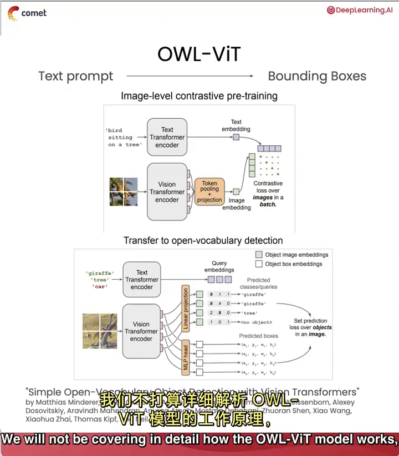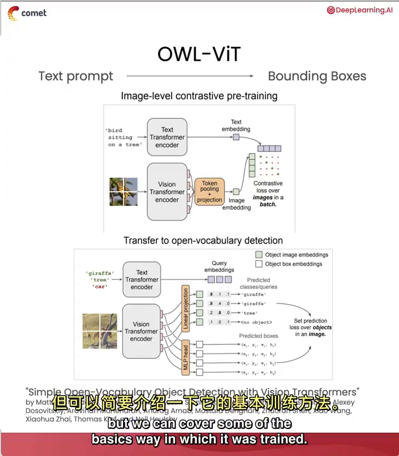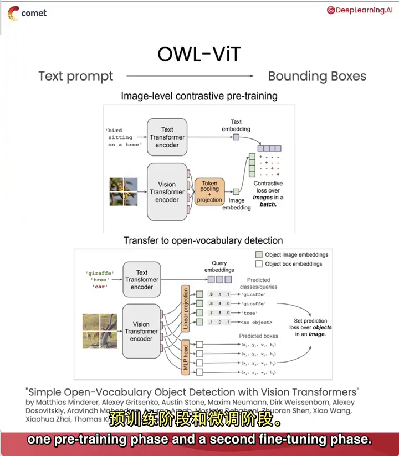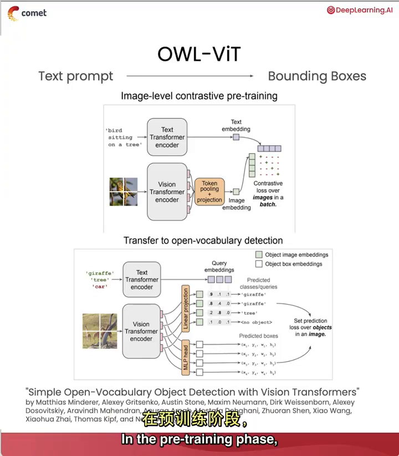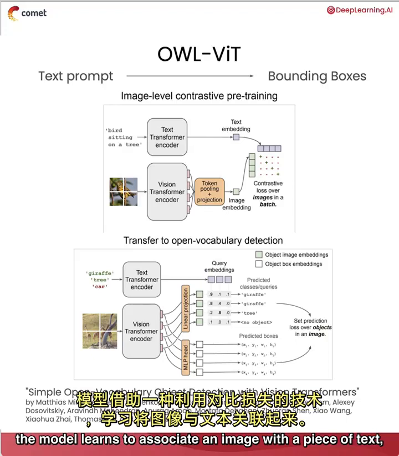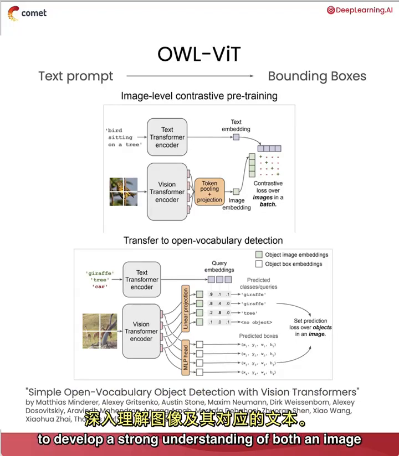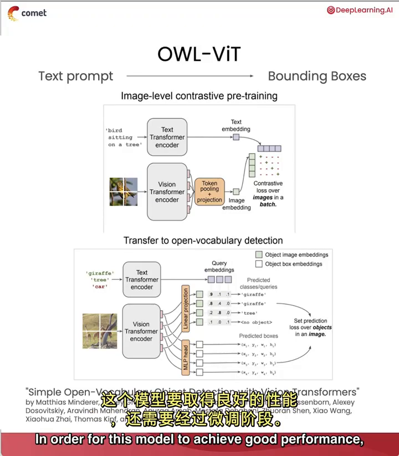We will not be covering in detail how the OWL-ViT model works, but we can cover some of the basics of the way in which it was trained. The OWL-ViT model was trained in two parts, one pre-training phase and a second fine-tuning phase. In the pre-training phase, the model learns to associate an image with a piece of text, using a technique that leverages contrastive loss. And this process allows the OWL-ViT model to develop a strong understanding of both an image and its corresponding text.